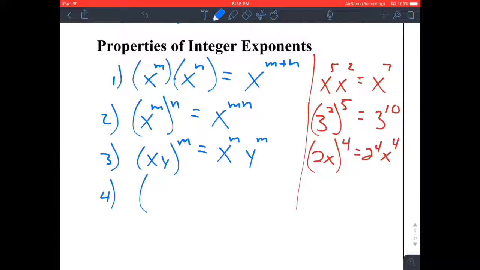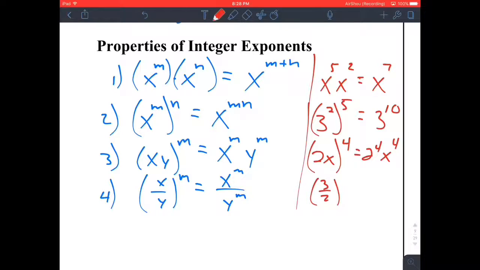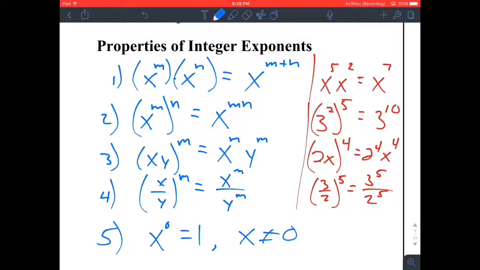Fourth one is the quotient property. Quotient means divide. If you're dividing two things and that's raised to an exponent, you can apply the exponent to both the numerator and denominator. Example, if we have 3 halves to the 5th, that's going to be 3 to the 5th over 2 to the 5th. Finally, any number raised to the 0 power is 1, as long as that any number isn't 0. 0 to the 0 power is undefined. Any other number to the 0 power is going to be a 1.